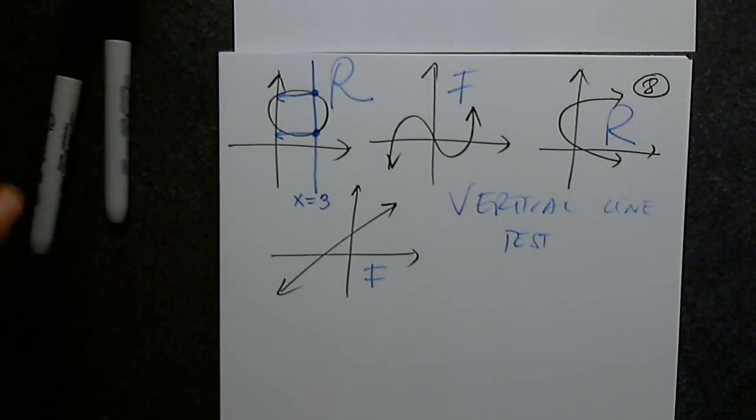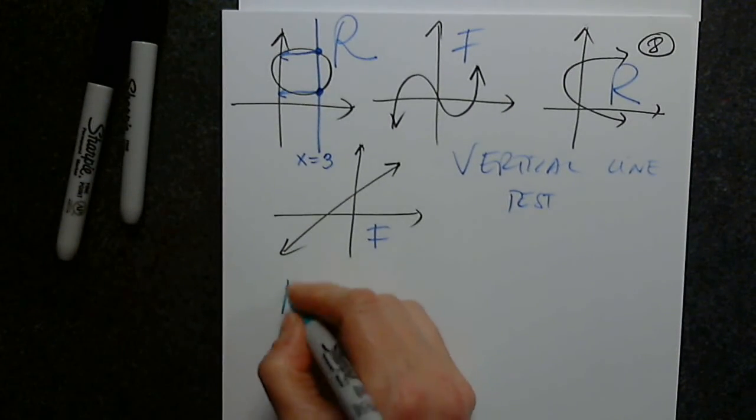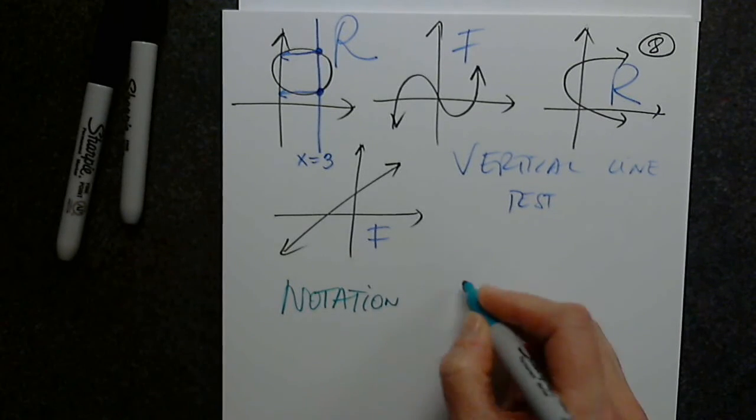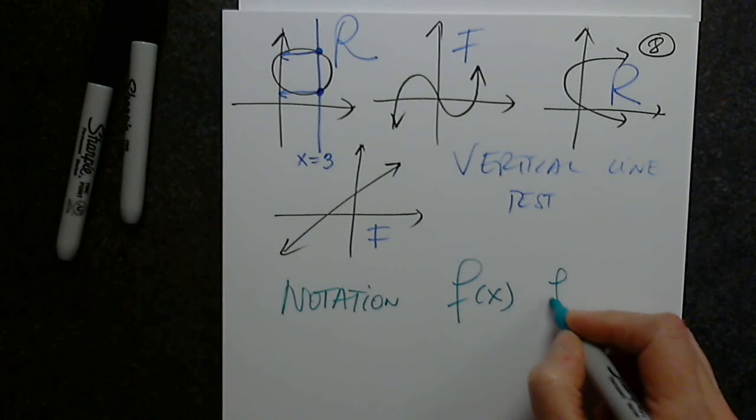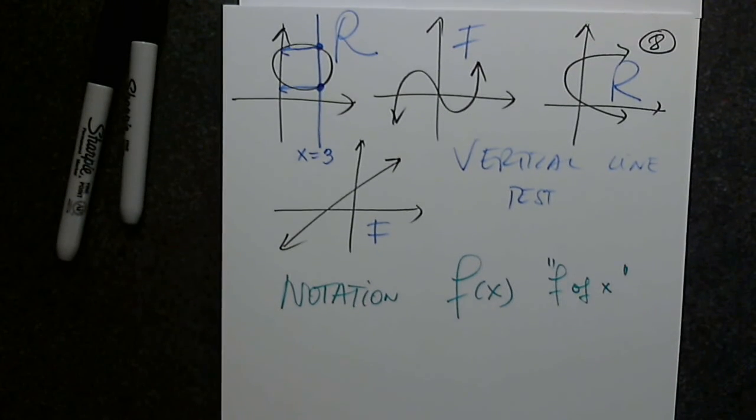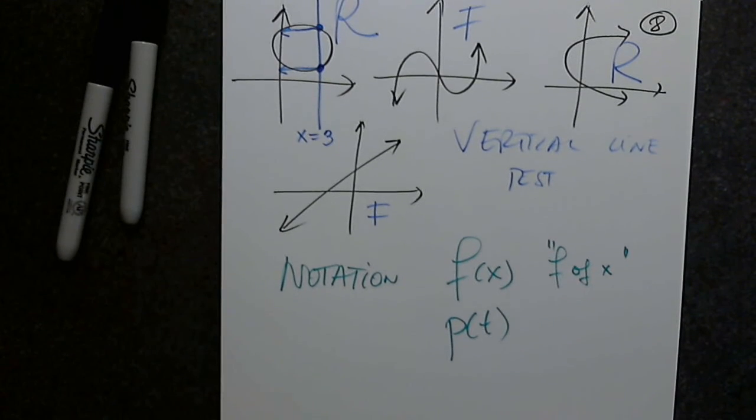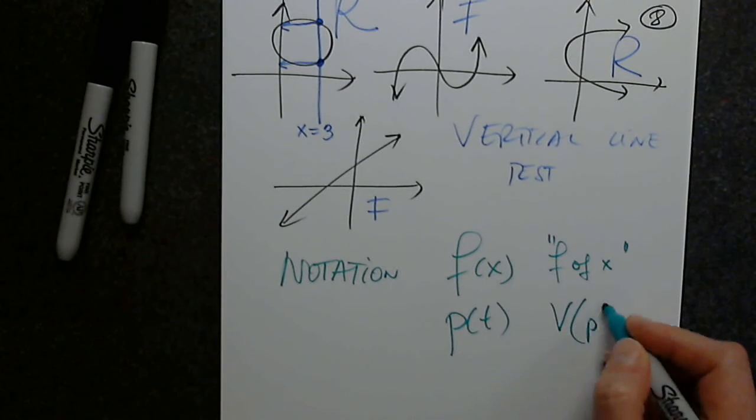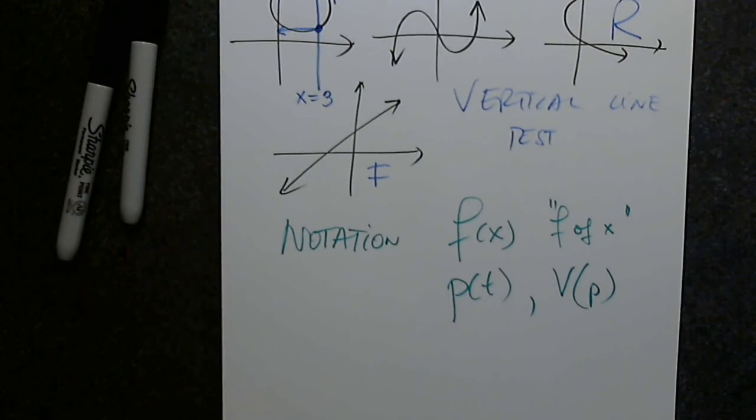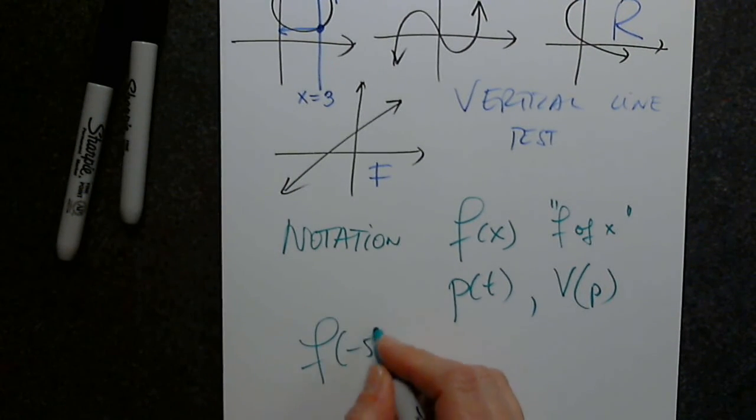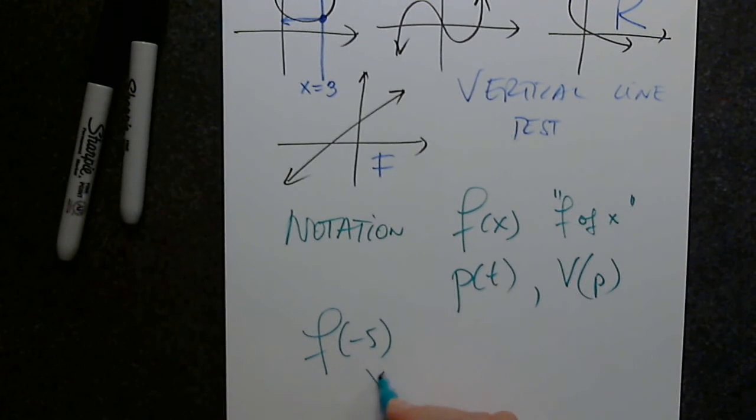So, notation for functions. f of x. Not f parenthesis x, not f times x. This is just the name. We read it f of x. It can be p of t. It can be v of p, and so on and so forth. So when I'm asked to find f of -5, I'm specifically told x equals -5 and find the y value of the point. So x is -5, find the y value of the point.